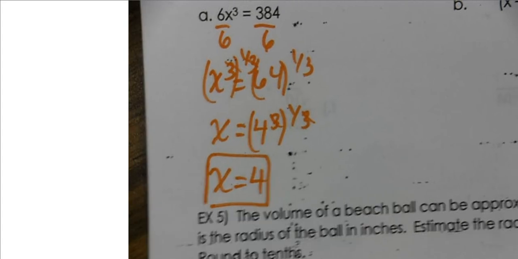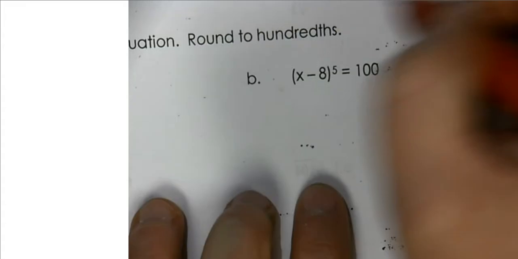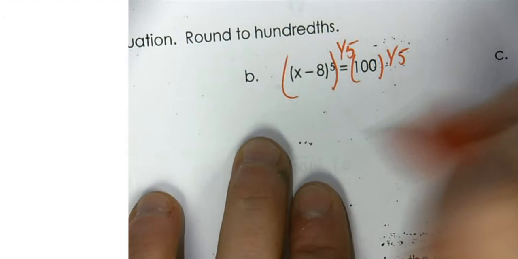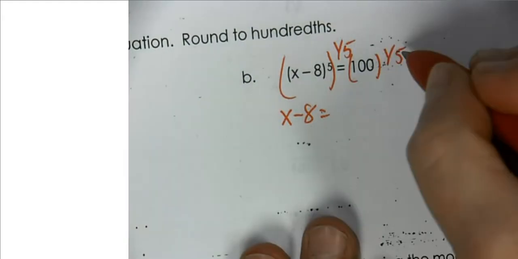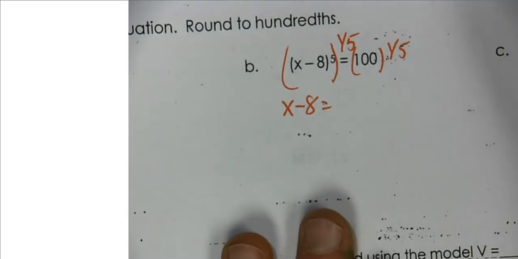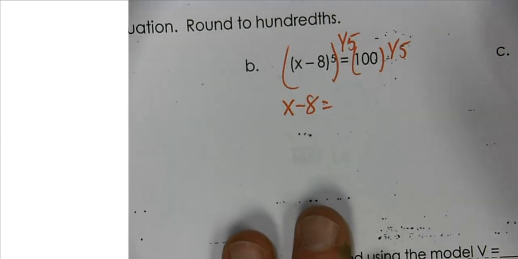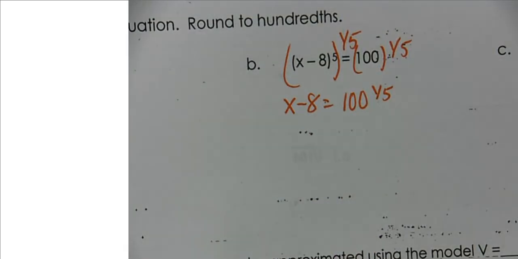Let's go ahead and look at letter B. Letter B, I have x minus 8 to the 5th power. So what I'm going to do is I can take the 5th root of both sides, or I can raise both sides to the 1/5 power. Now I end up with x minus 8 is equal to, now 100 is a perfect square, but it is not a perfect fifth power. And because it's not a perfect fifth power, I'm going to put 100 to the 1/5 power directly into my calculator.